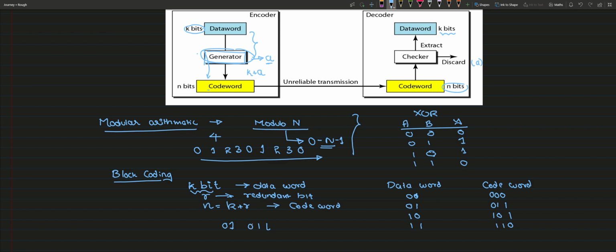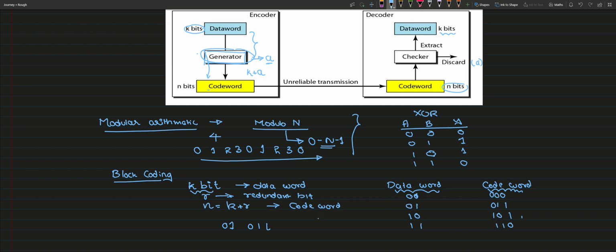This code word is based on XOR. It is the XOR of these two bits, which gives 011, 101 and 110. This is one of the examples, and it can be different also. Right now this is one code word scheme where they XOR these 2 bits and add the result at the end. This we call a cyclic redundancy code.